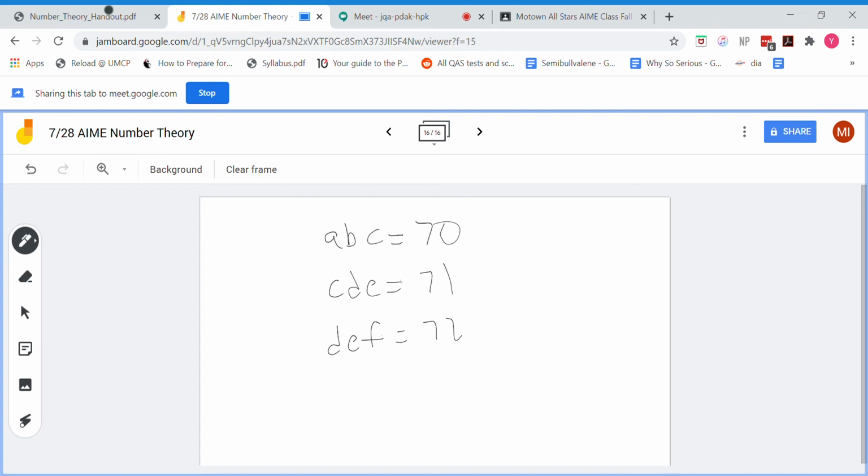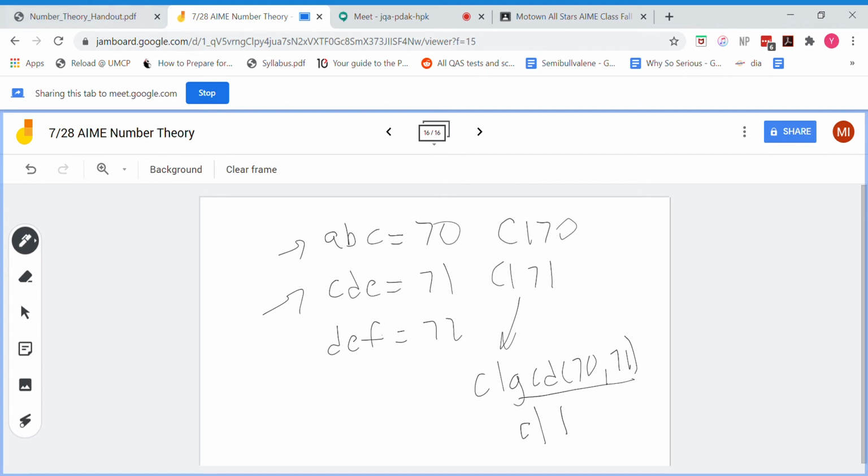So the first thing we notice is that here C divides 70, and here C divides 71. So this means that C divides the GCD of 70 and 71. And the GCD of 70 and 71 is obviously just 1. So if C divides 1, that means C equals to 1, right? Now, if we look at E and D, it should be E, F, G.